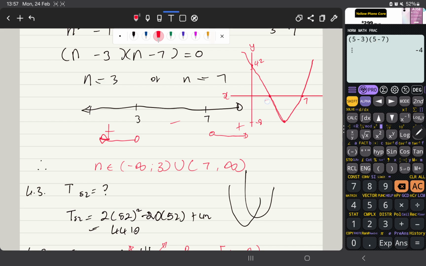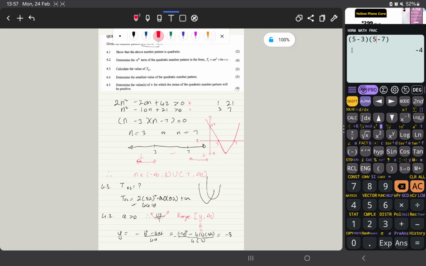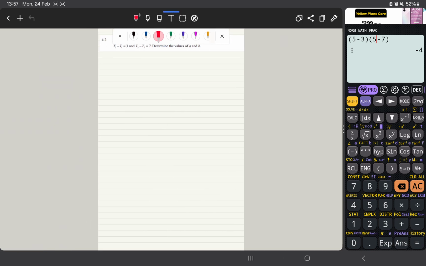This is 7, this is 3, it's gonna be something like this. Yeah, it looks more like a V, but of course it should be curved. I can just say not drawn up to scale, but yeah, that was this problem. Let's see what we have next.